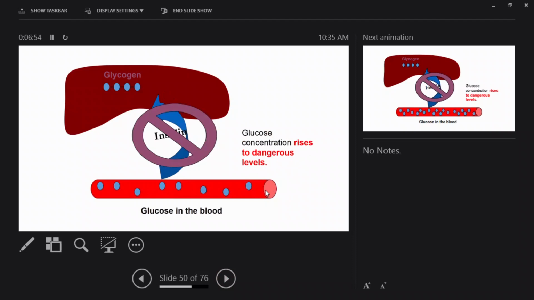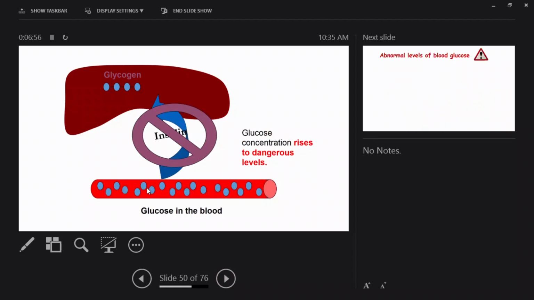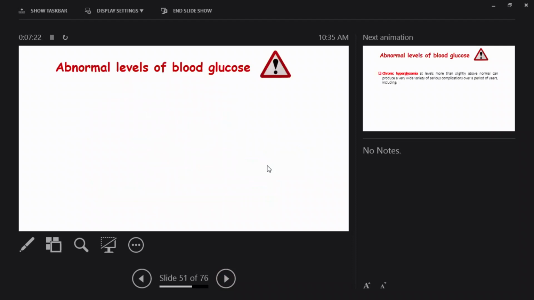So glucose concentration keeps increasing in the blood to a dangerous level, because we keep eating, right? After a while we eat something again, but there's no insulin to convert the glucose into glycogen for glycogen synthesis in the liver and muscle, and the level of glucose keeps building up in the blood, so it can reach a dangerous level and cause toxicity in the blood.